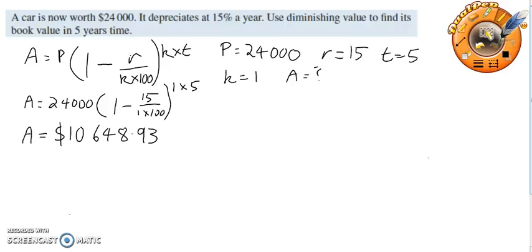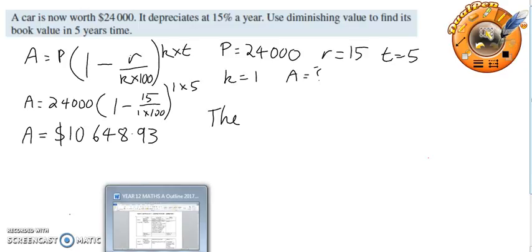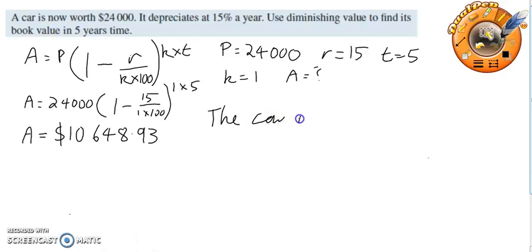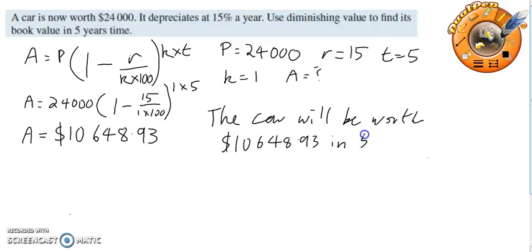Now, for really good communication, you really should be putting a statement at the end. Now, occasionally I forget to do that. Please don't make my mistake. So at the end, the car will be worth $10,648.93 in 5 years. So that's the diminishing value one. So it's very, very similar to the other ones we were doing, except for that subtraction component.